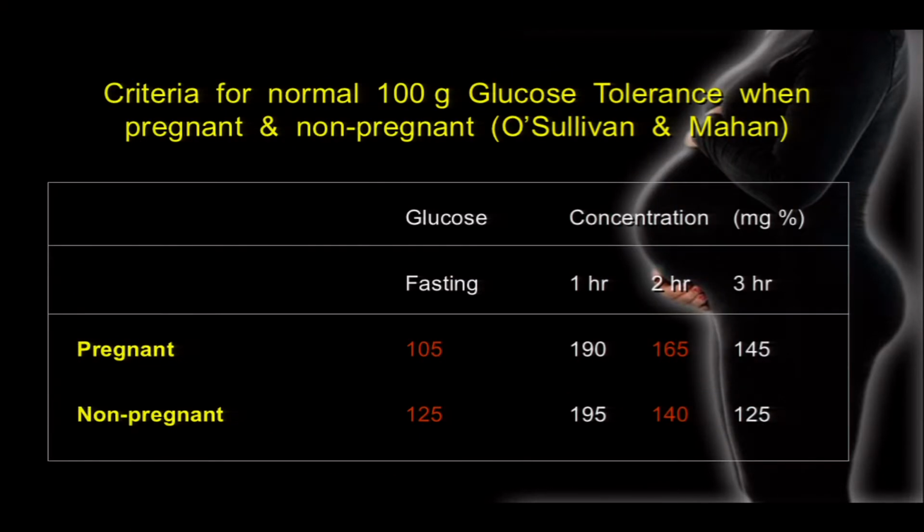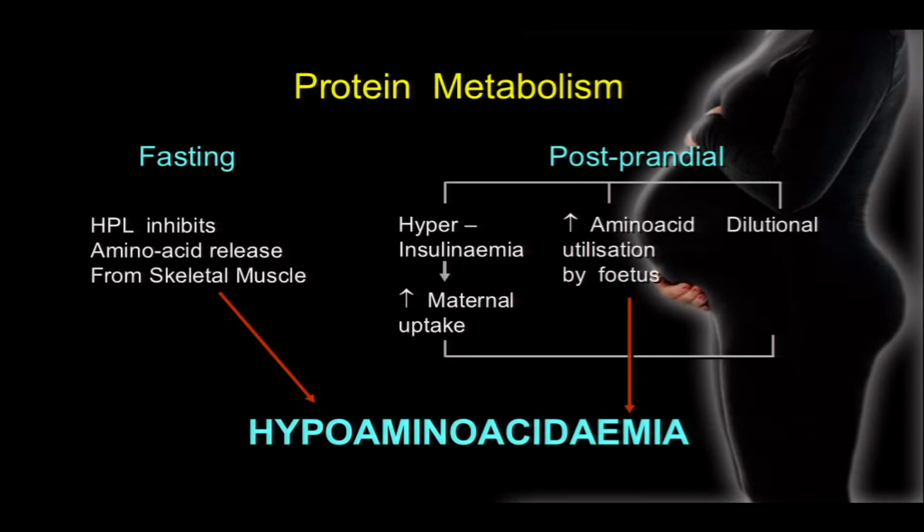Now this is reflected by the criteria laid down by O'Sullivan and Mahan way back in 1964 following a 100-gram glucose tolerance test in pregnant and non-pregnant states. In the non-pregnant state, fasting cutoff point is 125, whereas it is 20 mg/% lower in the fasting state. On the other hand, the 2-hour value is 140 mg/% in the non-pregnant state, whereas it is 25 mg/% higher in the pregnant state. So we have fasting hypoglycemia and postprandial hyperglycemia during pregnancy. Now that's about carbohydrate metabolism.